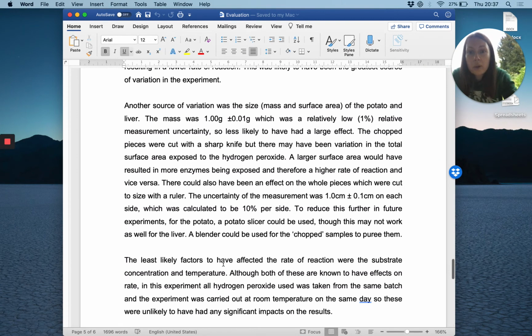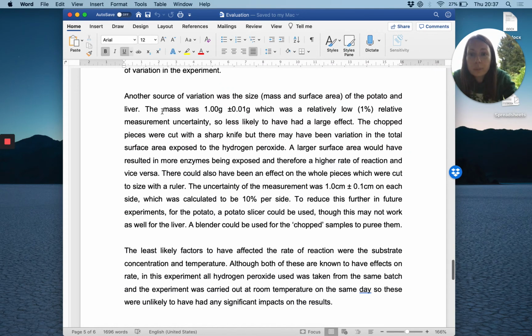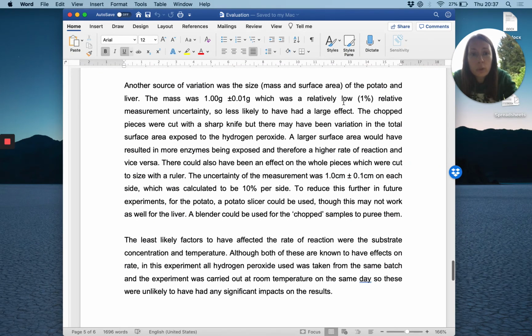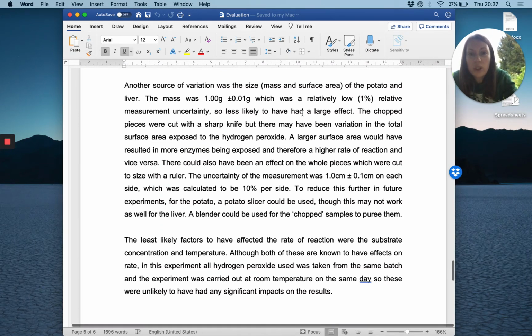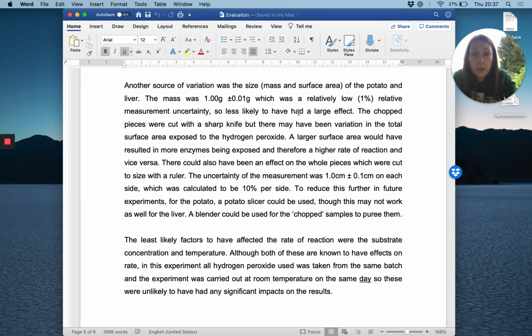The second paragraph is another factor. Something else that we tried to control was the size, in terms of the mass and the surface area. How well did we control that? So the mass was 1.00 gram plus or minus 0.01 grams, which is the measurement uncertainty, a relatively low relative uncertainty of 1%. So 0.01 divided by 1.00 grams. So less likely to have had a large effect. Okay, so less than 5% relative measurement uncertainty is quite low. So this is unlikely to have been a huge source of variation in this experiment.